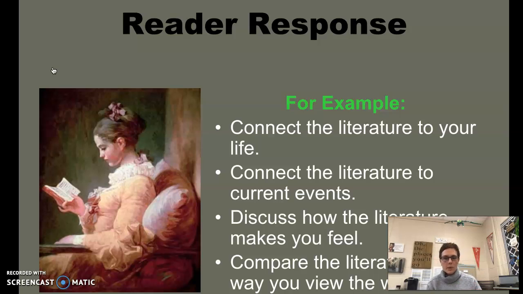Some examples of reader response. Your teachers have asked you to do this probably way back into 5th grade. Connect the literature to your life. Connect the literature to current events. Discuss how the literature makes you feel, or compare the literature to the way you view the world. We've asked you to do those things probably many times. In English 10, I know we do that. You write about it, you blog about it, you do different things to connect it to your life.